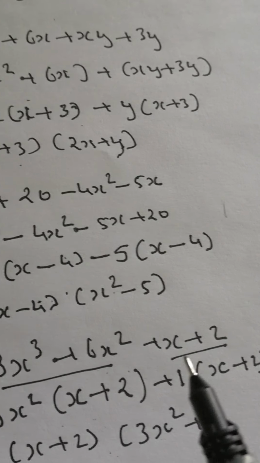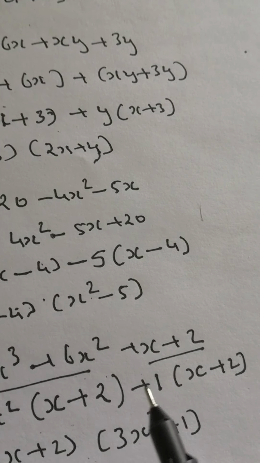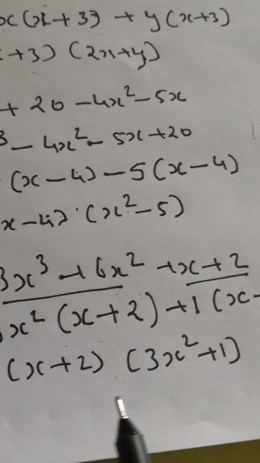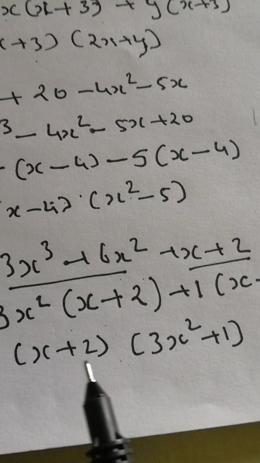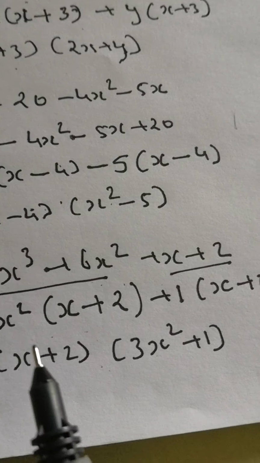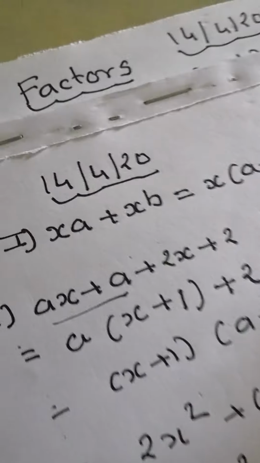Over here in the other two terms, x plus 2, nothing is common. That means plus 1 is common and x plus 2 is a common bracket. So I am getting the answer as common bracket x plus 2 and 3x square plus 1. That is the uncommon term, 3x square plus 1. Let us take one more example.